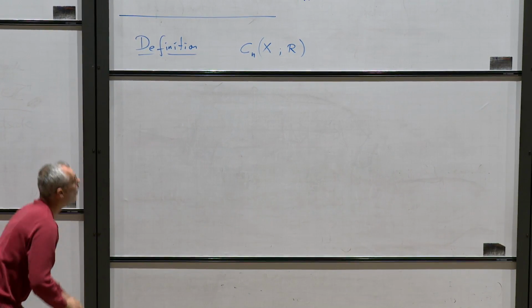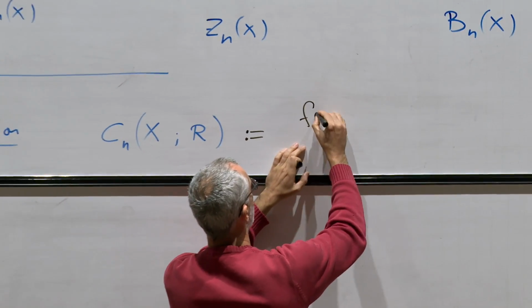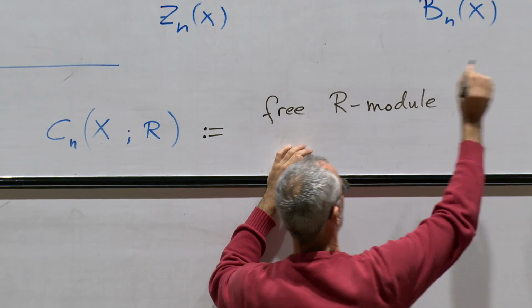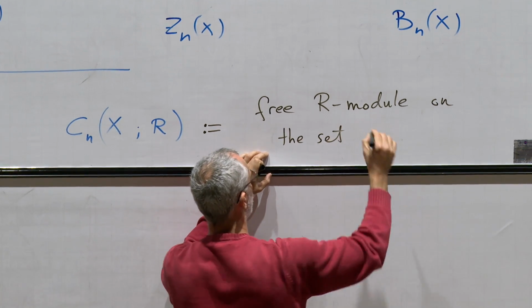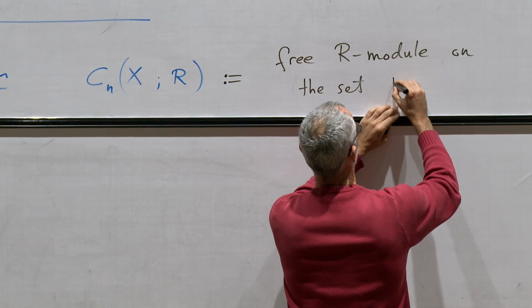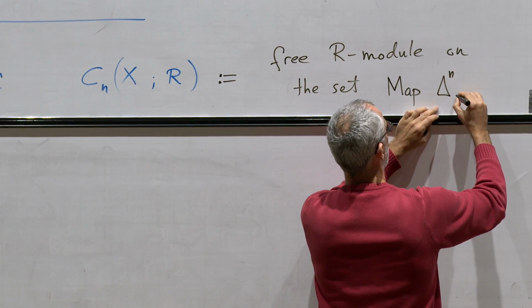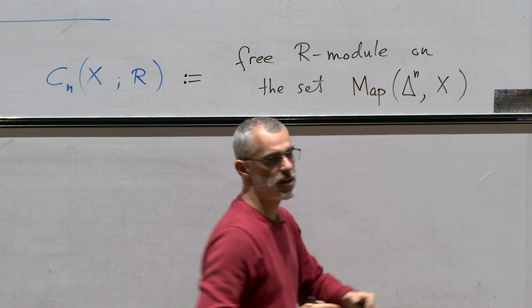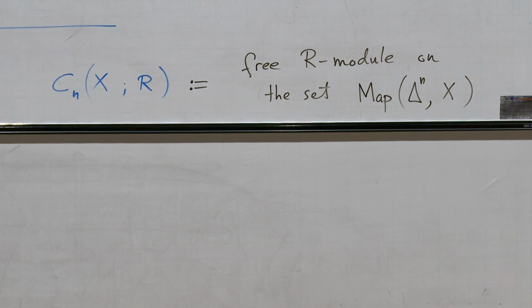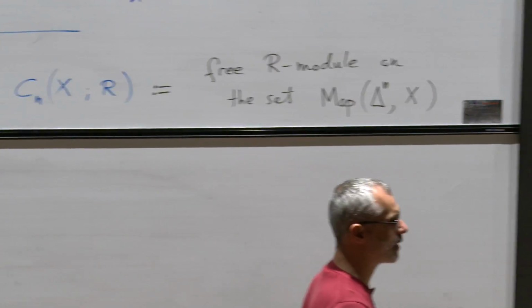So this is the free R module on the set of all continuous maps from an n-dimensional simplex to X. OK, let's unpack what these things mean. What does it mean to take the free R module on a set? That's something that you might have seen.